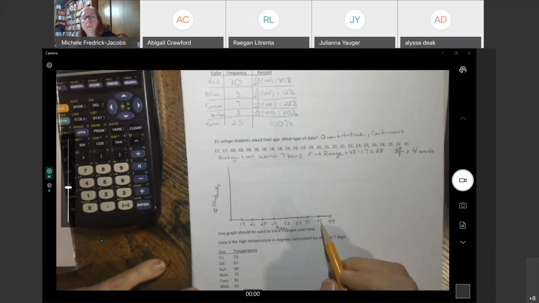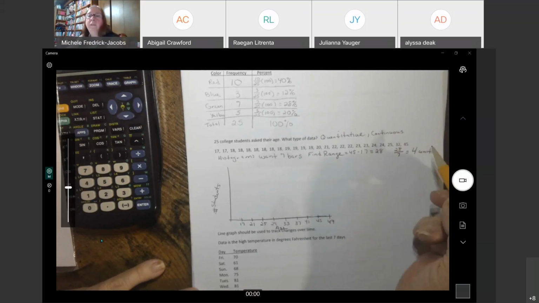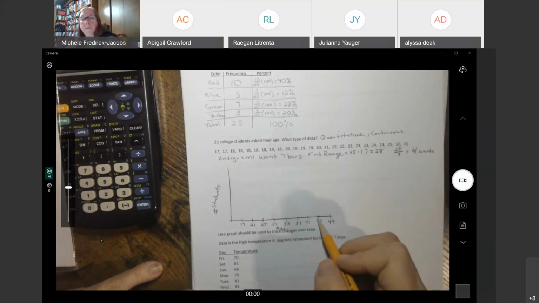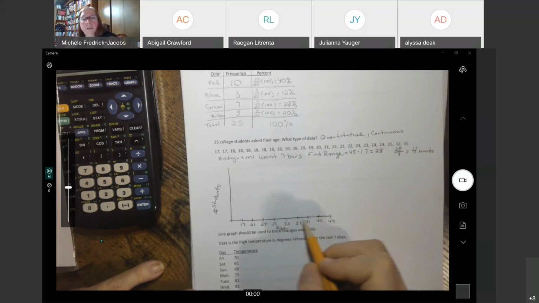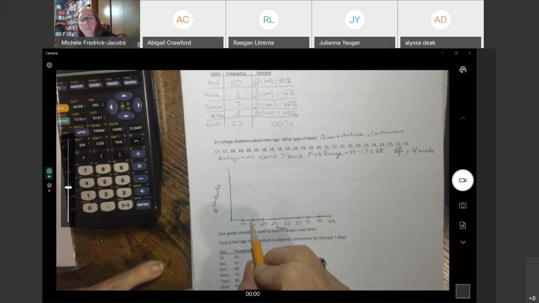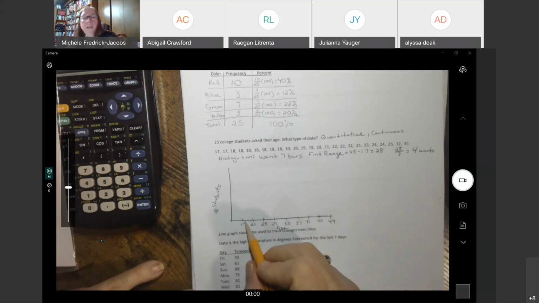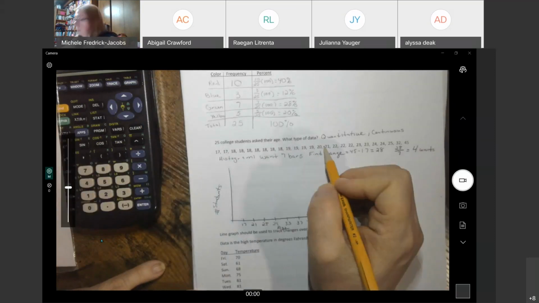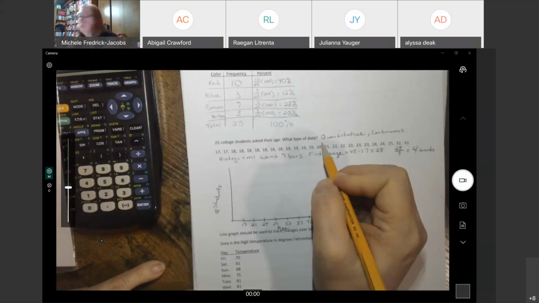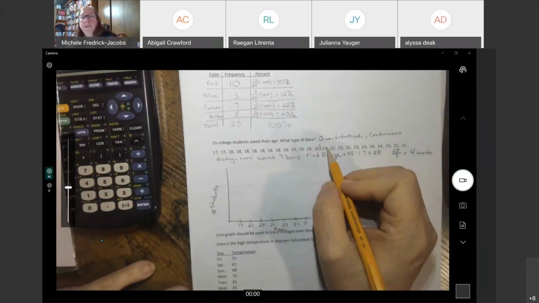Oh, notice that I went to 49. The reason I went to 49 is because I have a 45. When you're finding your bars, this one goes 17 up to 21, but not including it. 21 goes into the next one. And that's why 45s would go into the next one. So we want to count how many there are from 17 to 21, but not including 21. They're going up to here. 21 goes into the next bar.